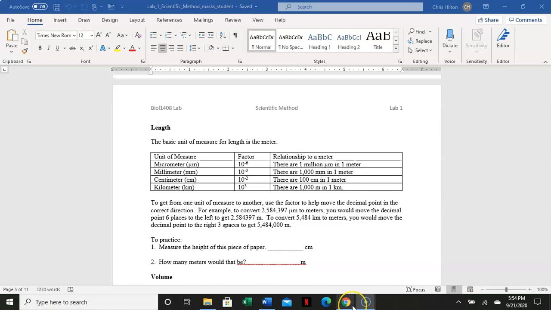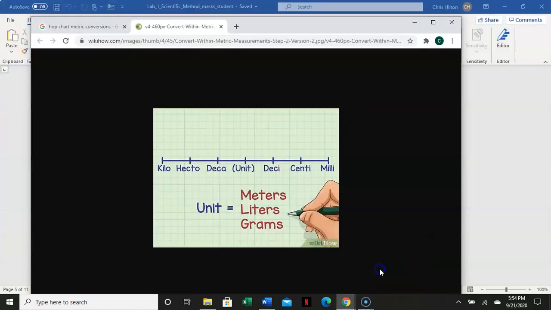And I recommend making a hop chart where you put the larger units on the left and the smaller units on the right. You can eliminate hecto and deca because we're not asking you to know them, but keep the tick marks. And you also don't need to know centi, but keep that tick mark as well. And so I'll show you how to use this to convert.